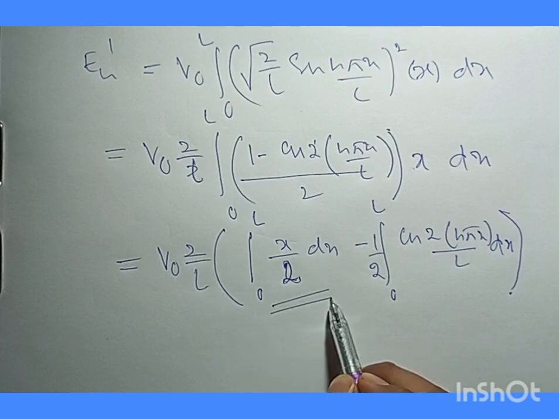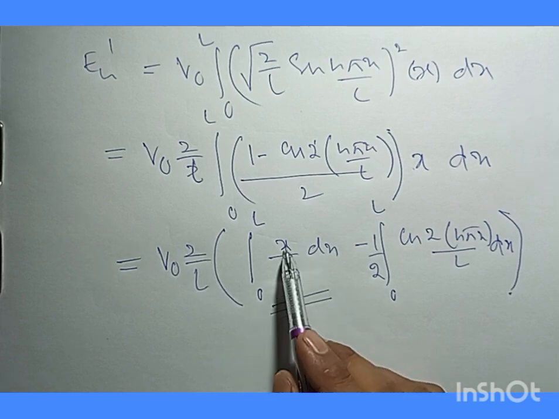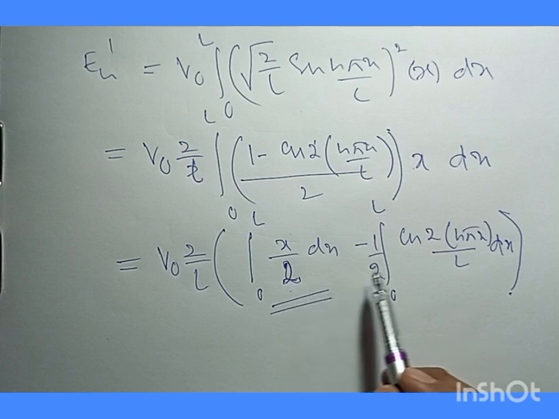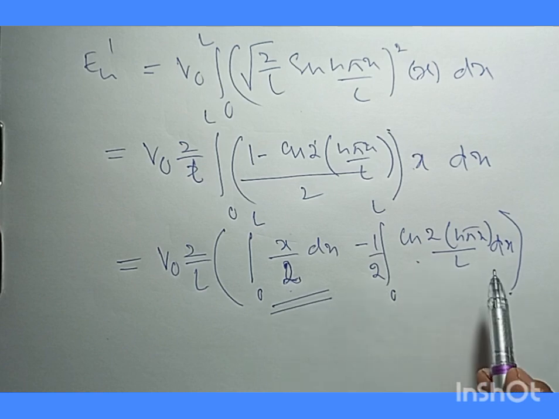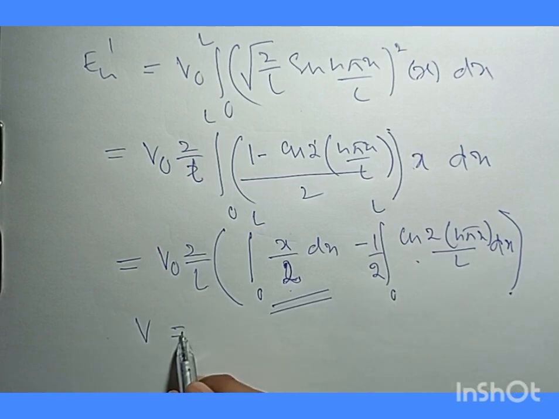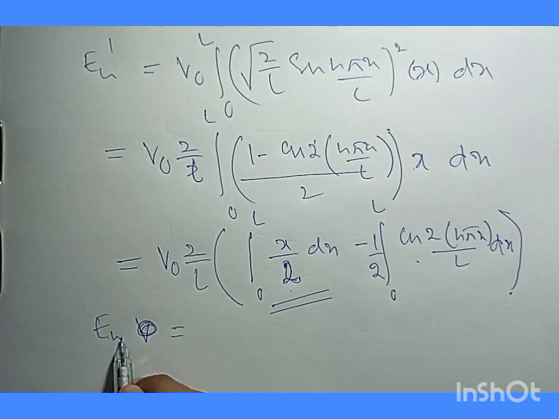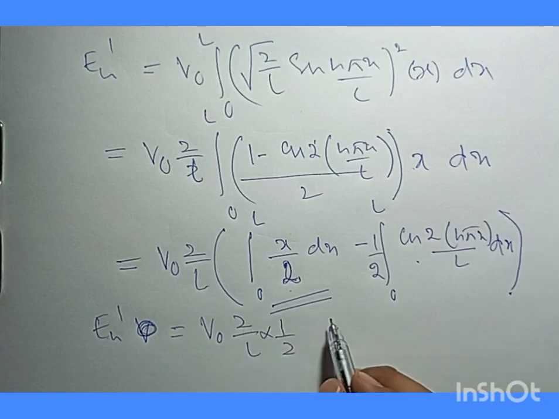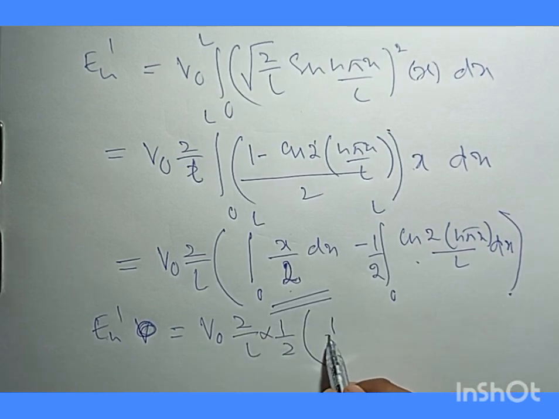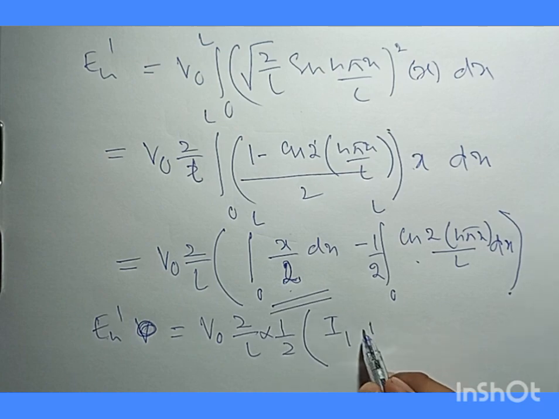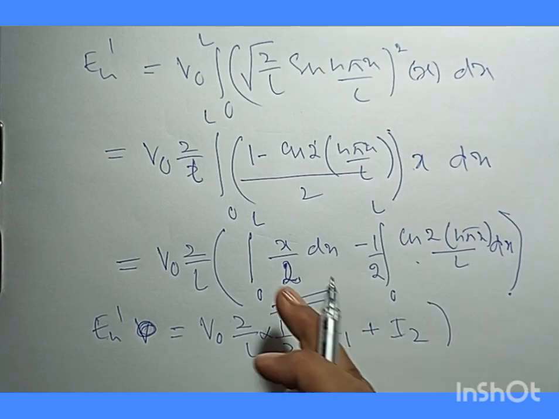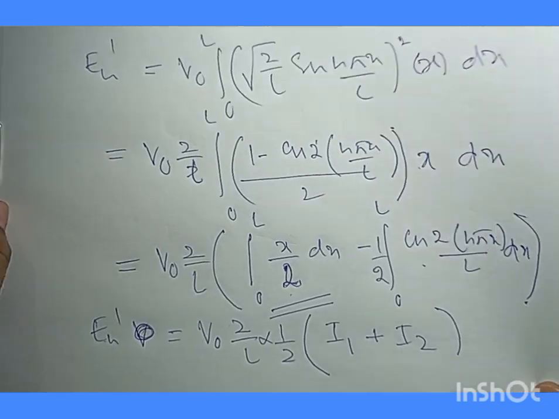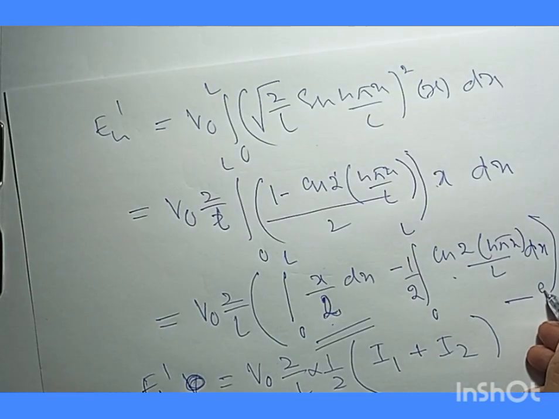This one we understand; its integration will give us x squared by 2, and this one we will have to integrate. So I would like to write it down for the sake of simplicity. This is I_n, which is V naught 2 by L times 1 by 2 common, and then I will write I1 plus I2, where I1 will be my integral. Let's call this equation A. So what is my I1?